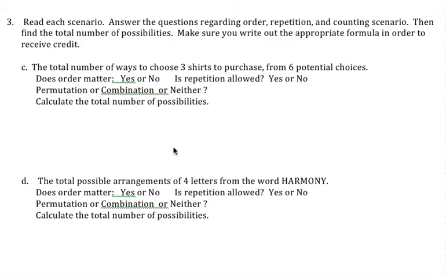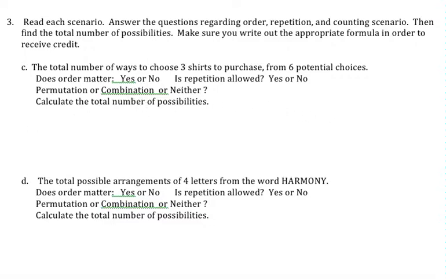I left the instructions up here just to remember that we are deciding about order, we're deciding about repetition, and we're deciding what type of counting scenario it is, and then finding the total number from there. In C, we need to choose 3 shirts, and we have 6 potential choices.